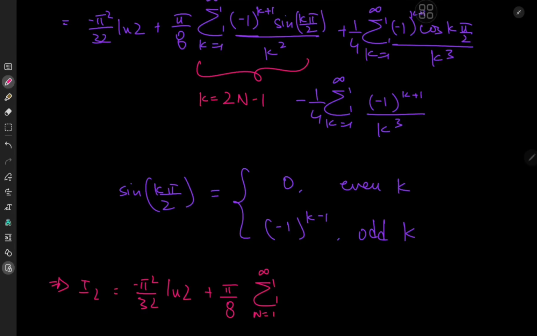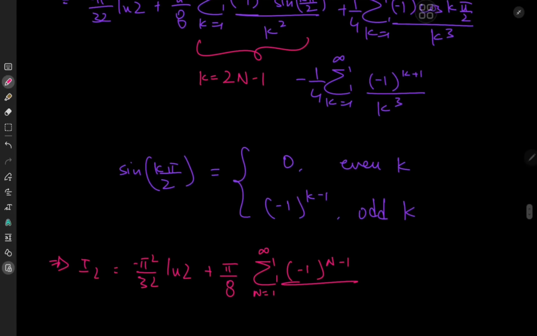And we have the sine function here giving us -1 to the n minus 1, correct? Yeah, that sounds about right. Sine of (2n minus 1) times pi by 2. Yep, that's it, divided by k squared. Now, k squared is now (2n minus 1) squared. And this is pretty good because we now have the series expansion for Kaplan's constant.